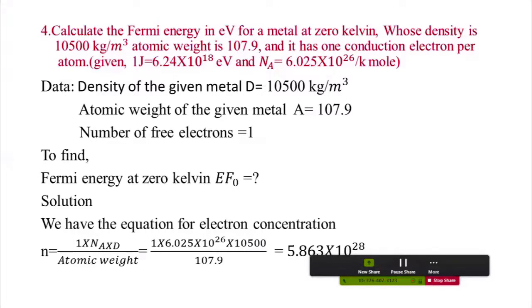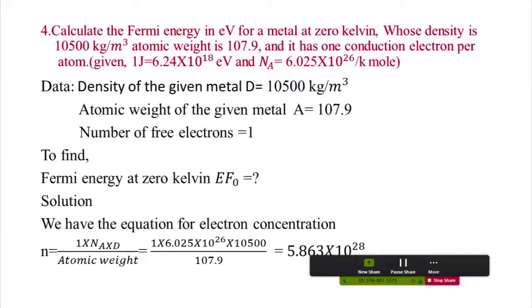Already informed, to solve a particular problem, whatever data they have given, you need to note it down. The first data is the density of the given metal, D equals 10,500 kg per meter cube, and the atomic weight of the given metal is A equals 107.9. The number of free electrons: it has one conduction electron, so the number of free electrons equals 1. Now we have to calculate the Fermi energy at 0 Kelvin, Ef naught.